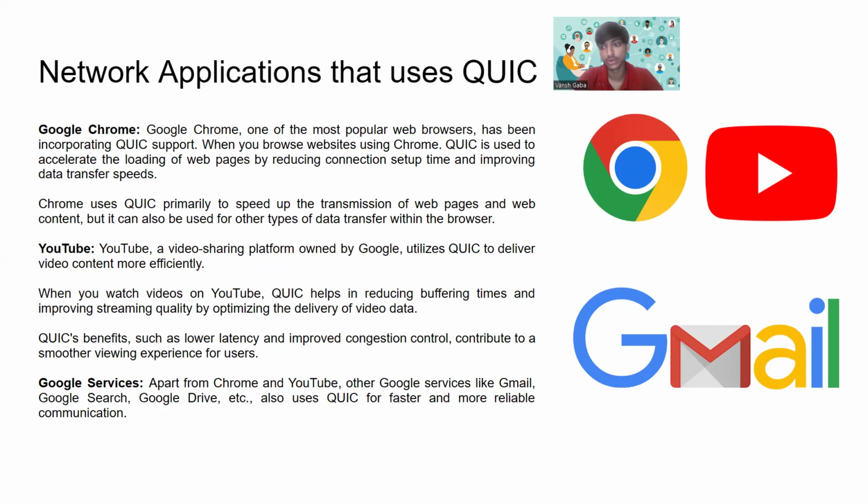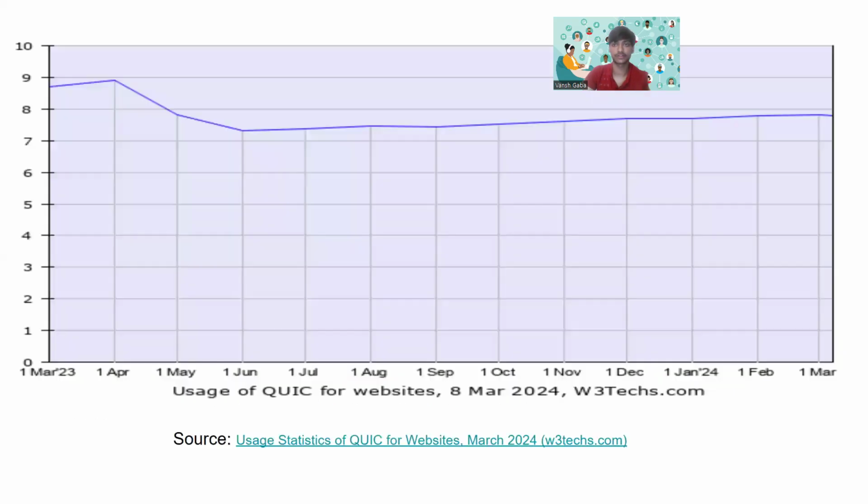Now coming to the network applications that use QUIC. As Google developed it first, all the Google applications nowadays use QUIC. Google Chrome uses the QUIC protocol in HTTP3 to deliver web pages very smoothly and quickly. Also, YouTube uses it to deliver the video content to the user smoothly, quickly, and efficiently, reducing the buffer time and optimizing the video quality. Other Google services like Gmail, Drive, and many more also use QUIC for faster and reliable data transfer.